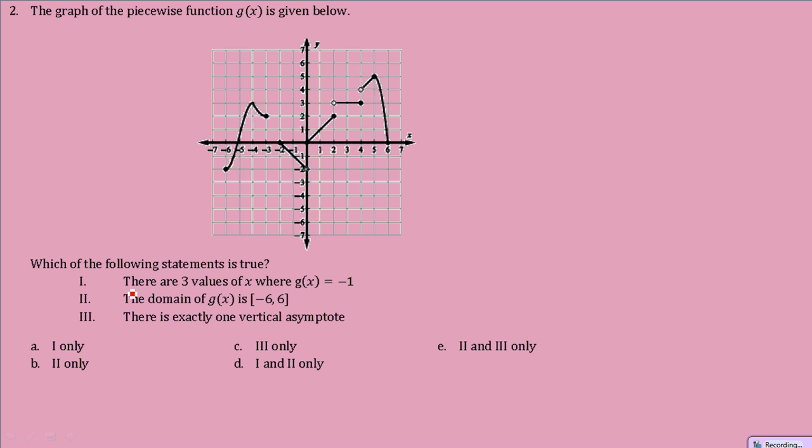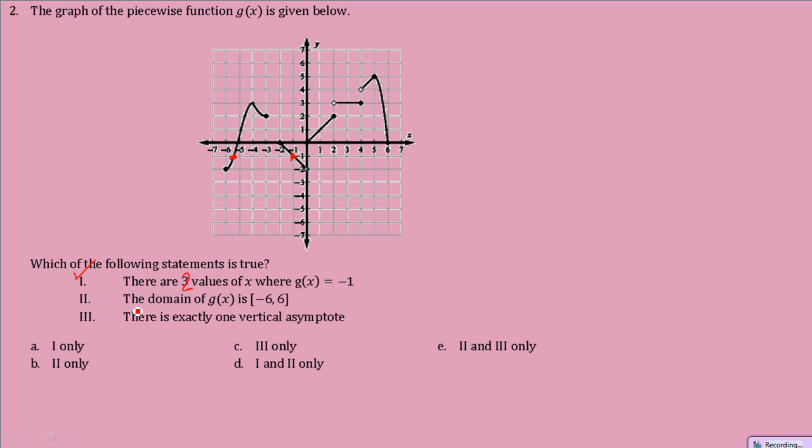So case I, there are 3 values of x where g of x equals -1. And actually, that's a typo. This should say 2, and I think that your test says 2. It should say 2. So -1 would be, there's 1 right here and 1 right here. And so I is true because there's 2 and that's the 2.